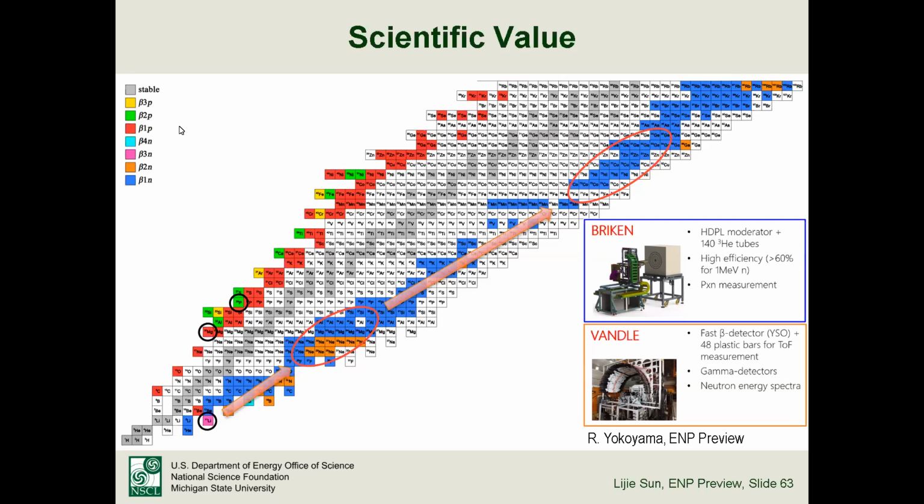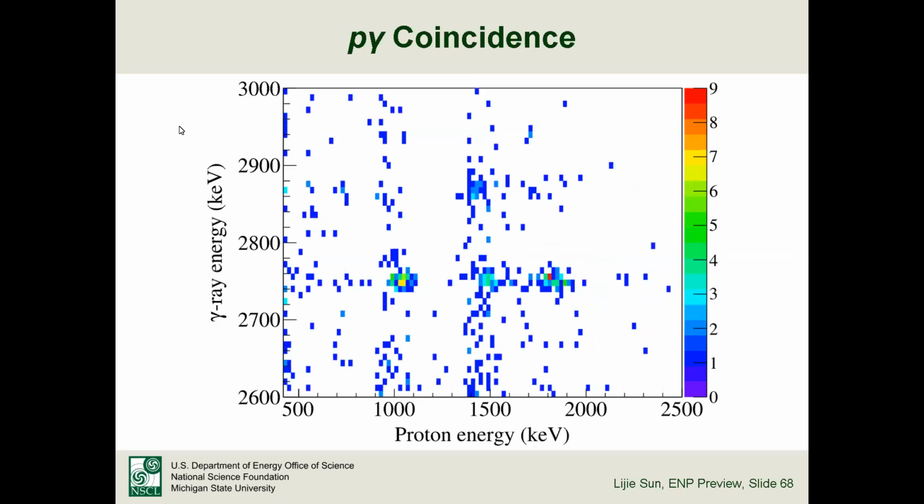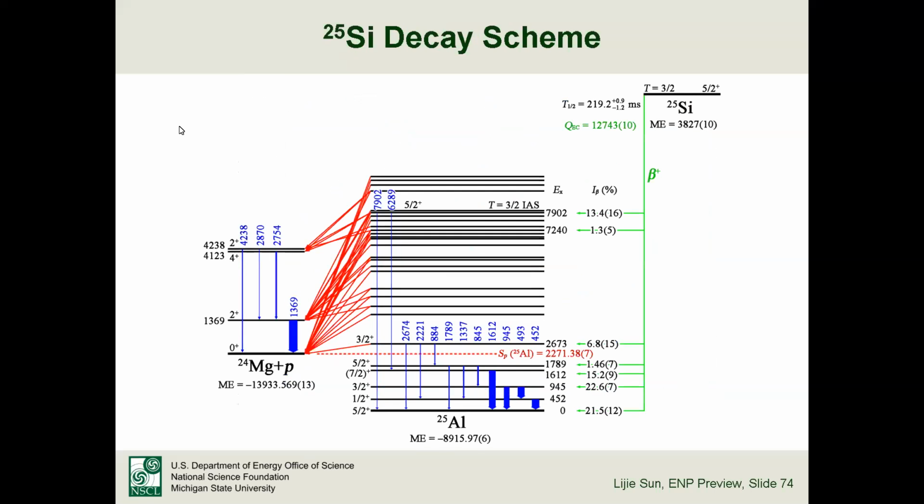So now, at this point, we have measured protons, we have measured gamma rays, then we can conduct a proton-gamma-ray coincidence analysis. Here I show the two-dimensional proton-gamma-ray coincidence spectrum. You can see there are some coincidences shown in the blobs on this figure. Then with this, we can place all the proton and gamma-ray transitions we measured in the silicon-25 decay scheme.